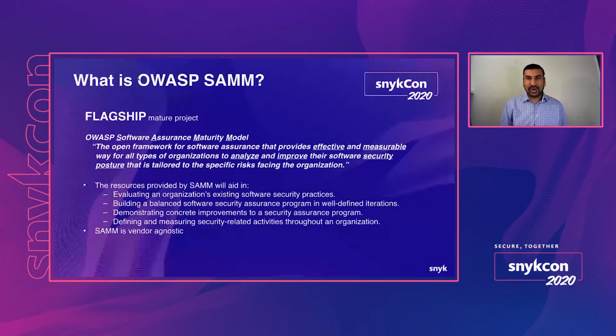First of all, let's look at what SAMM is. OWASP SAMM is one of the flagship OWASP projects. The flagship status is given to projects with strategic importance to both OWASP and AppSec in general. OWASP SAMM is a framework for software assurance that provides an effective and measurable way for all types of organizations to analyze and improve their software security posture, tailored to the specific risks facing that particular organization. SAMM comes with a full set of resources that will help with evaluating an organization's current security practices, providing recommendations for growing and maturing those practices, providing a way to demonstrate concrete improvements over a period of time, and defining and measuring security activities throughout the lifecycle.